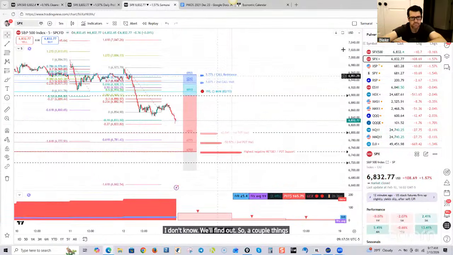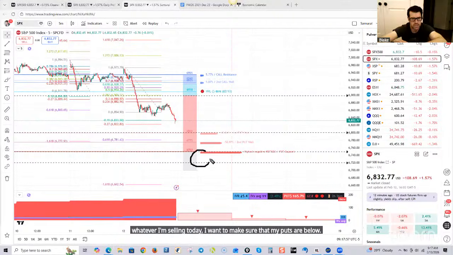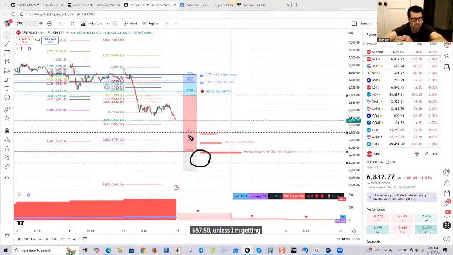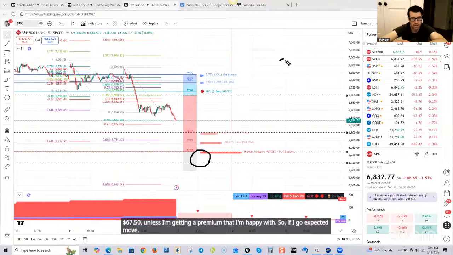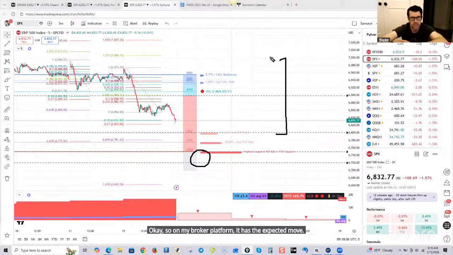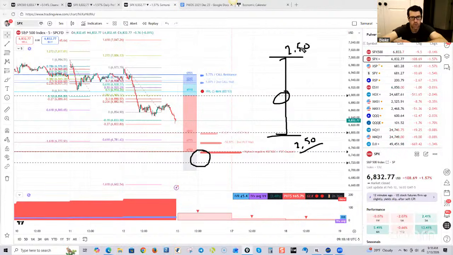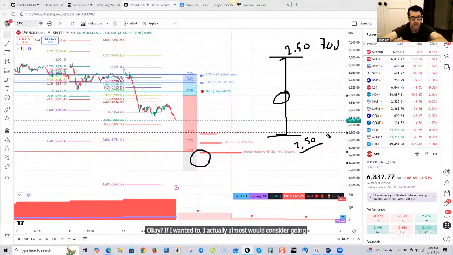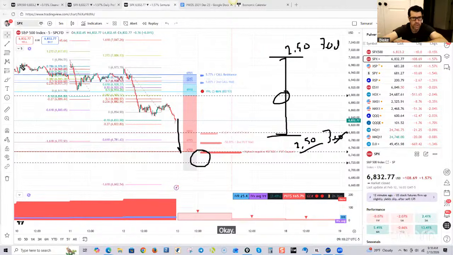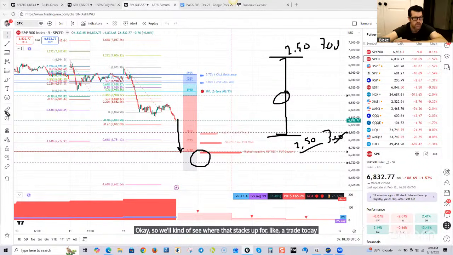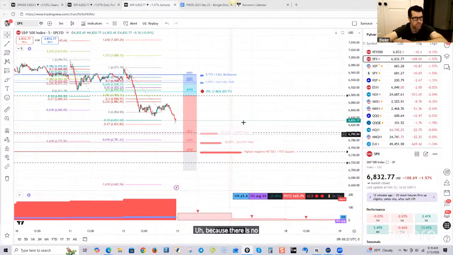So a couple things for today. Whatever I'm selling today, I want to make sure that my puts are below 6750 unless I'm getting a premium that I'm happy with. On my broker platform, it has the expected move. If I sell a call spread and a put spread, and this is actual price, if I'm going to go $5 wide, I want $2.50. If I wanted to, I almost would consider going to $3, because that way it makes my reward slightly greater than my risk. So we'll see where that stacks up for a trade today or a trade on Tuesday, because there are no expirations on Monday because of the President's Day holiday.